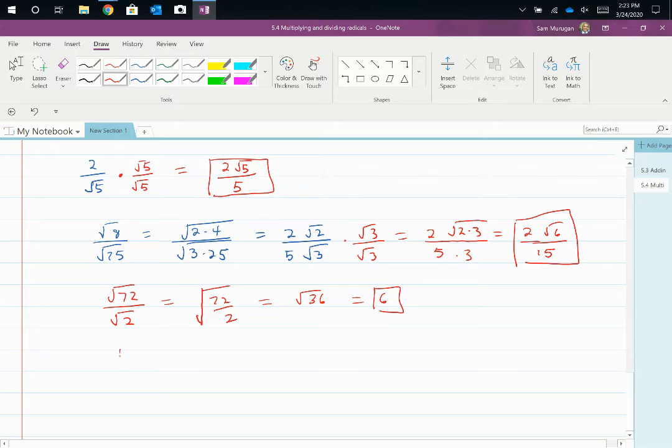Or perhaps the cube root of 162 over the cube root of 6. Again, just go ahead and put it into one single cube root, 162 over 6, which is the cube root of 27, which is equal to 3.